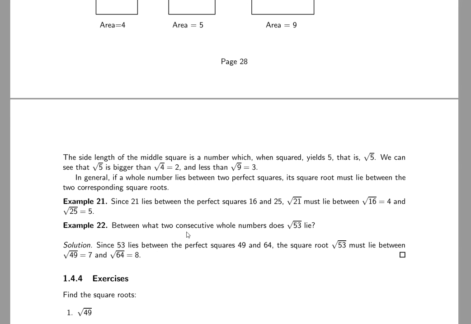An example here: between what two consecutive whole numbers does the square root of 53 lie? Well, if you notice that 49 is a perfect square, the square root of 49 is 7, the square root of 64 is 8. So since 53 is between 49 and 64, the square root of 53 is some number between 7 and 8. So 7 point something something. So you can estimate square roots even if they're not whole numbers.